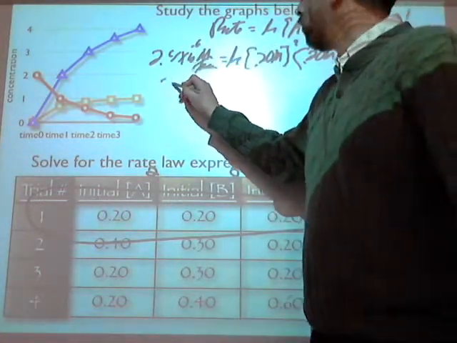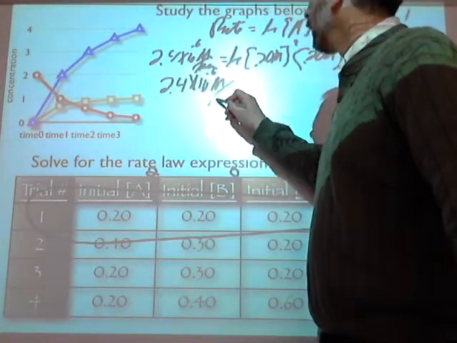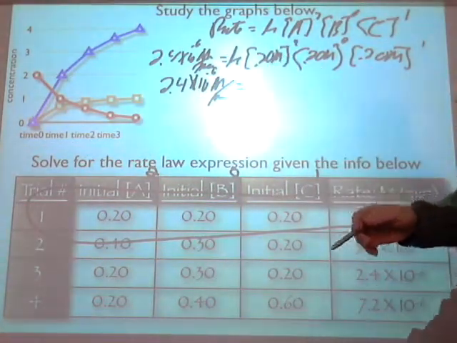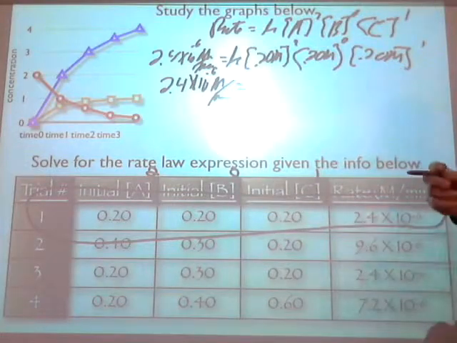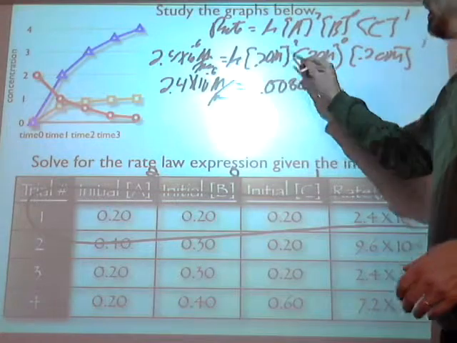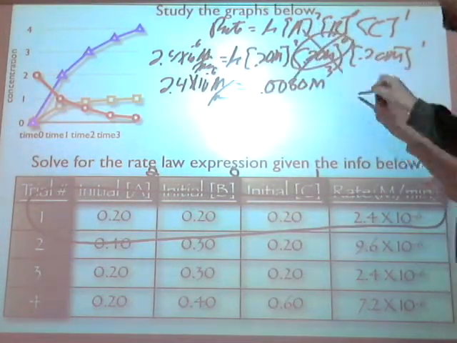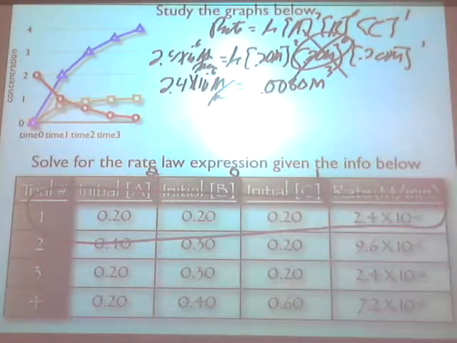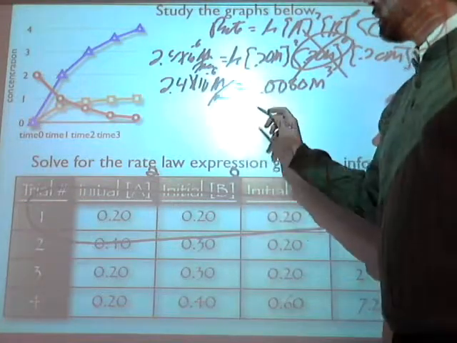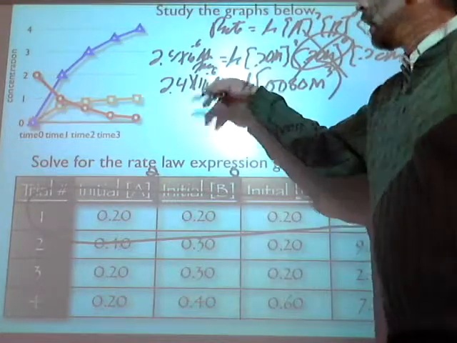I have 2.4 times 10 to the negative 6 molar per minute equals 0.2 times 0.2 is 0.04 times another 0.2 is 0.008, right? So 0.0080. And I have molar squared and another molar is molar cubed. Why do I not count this guy? Because he is raised to the 0 power. That makes him 1. All right. So I have 0.0080 molar cubed and that number, K, and that number over there. K would therefore equal those two guys divided.